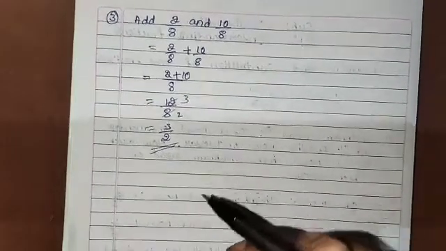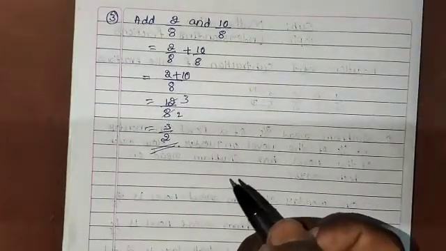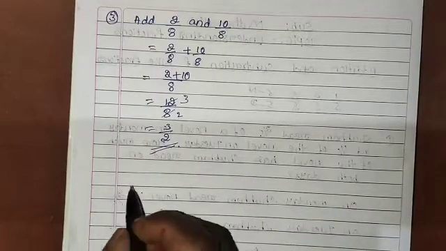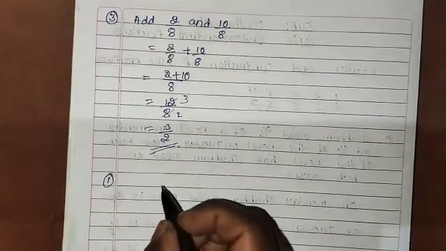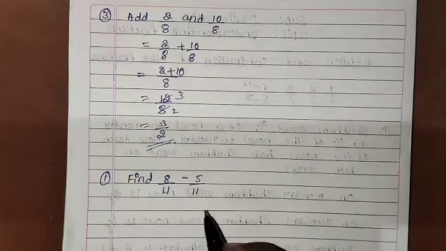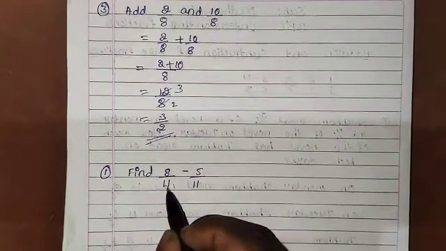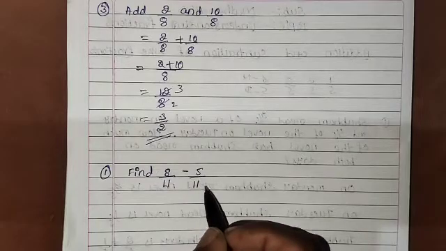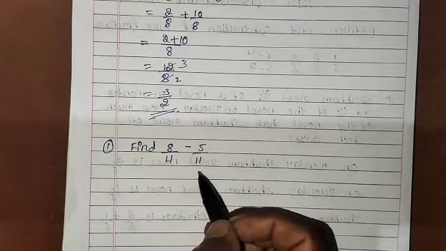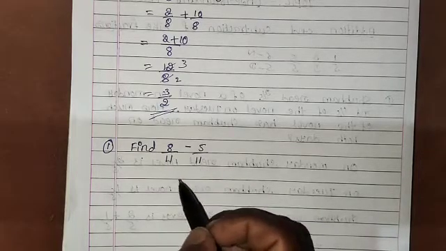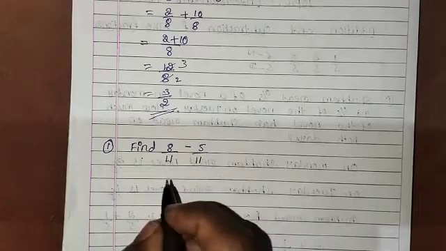Okay, let's see next how to subtract the like fractions. For example, let's see one problem, the subtraction. How to subtract the like fractions. The first problem is find 8 by 11 minus 5 by 11. Now we have to find the difference between 8 by 11 and 5 by 11. It means we have to subtract 5 by 11 from 8 by 11. How to subtract the like fractions?